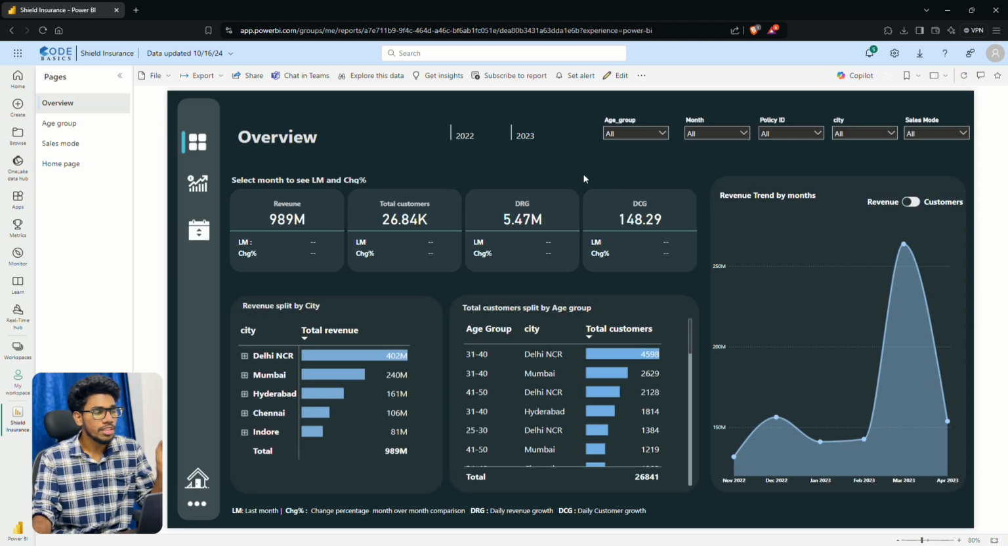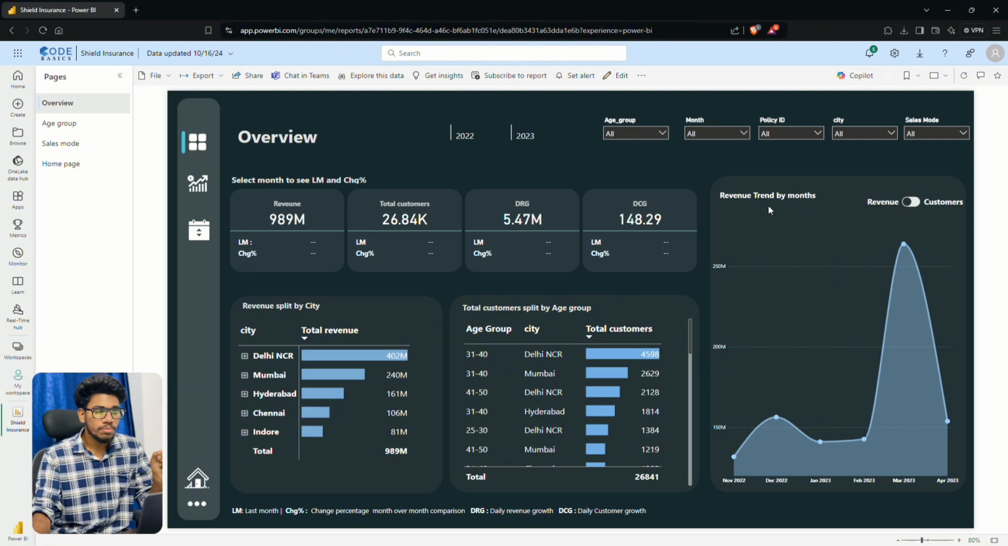It's human mentality to read from left to right, so we kept the KPIs on the left, which are the most important things you need to understand, including revenue, total customers, daily revenue growth, and daily customer growth. These KPIs are compared with the previous month, with the percentage change compared to last month. We have the filters above: age group, month, policy ID, different cities, and sales mode. There is also a revenue split by cities, a matrix, a table, and a line graph showing the trend for total customers and revenue.